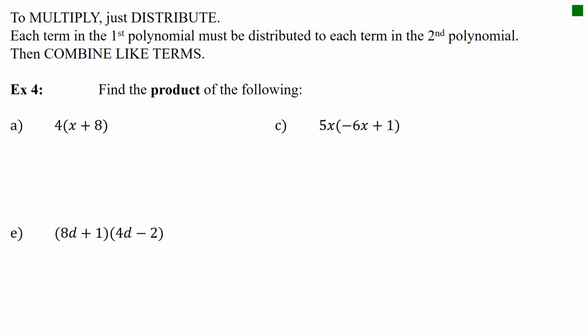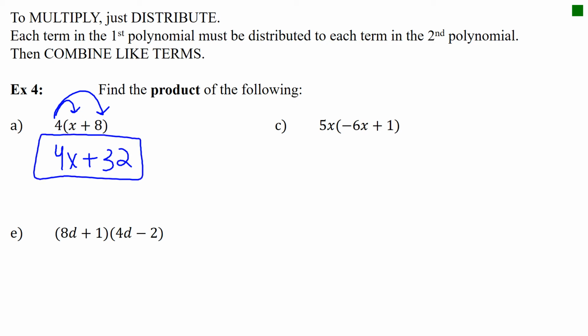We'll start with A. So parentheses tells me to distribute. The 4 is immediately out front. So 4 times x will give me 4x. 4 times 8 will give me a positive 32. One has a variable, one doesn't. 4x plus 32 is my final answer. It is a binomial, which means it has two terms.